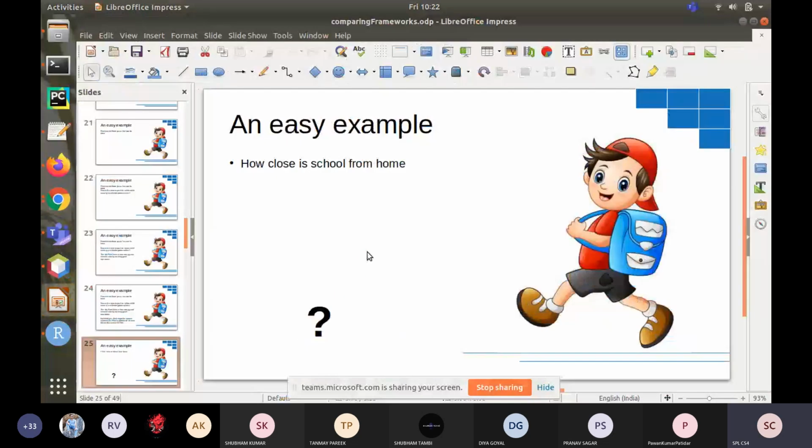I guess everyone's clear with the question. One of the criteria could be how far or close the school is from home. Take it anyway. What could be another criteria?